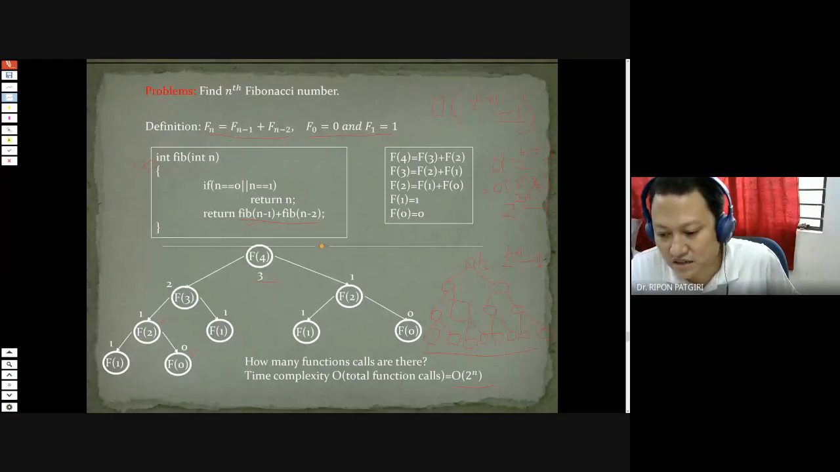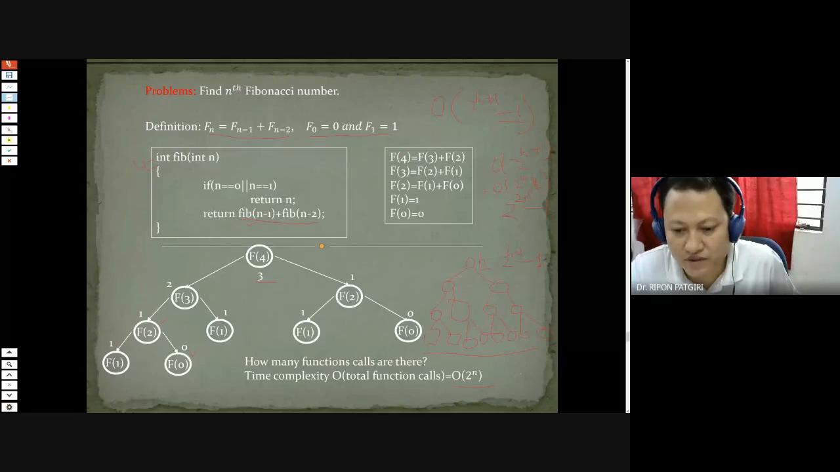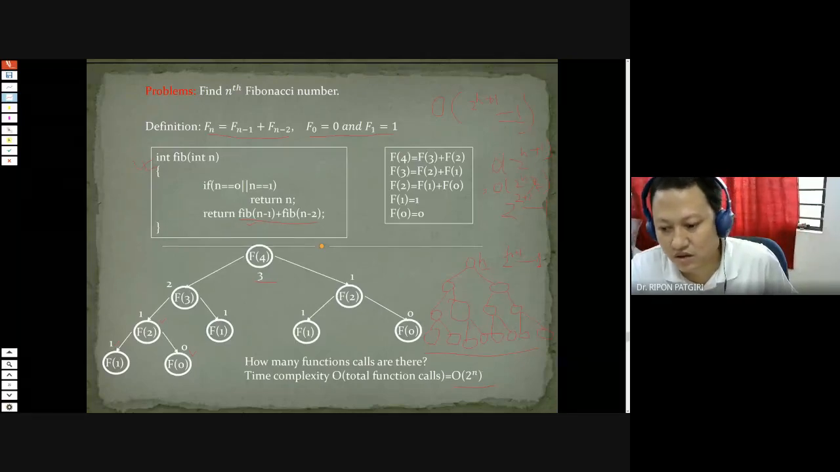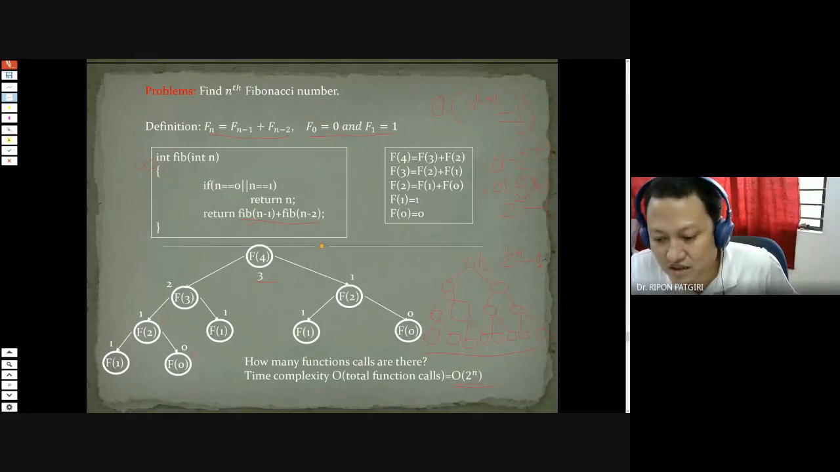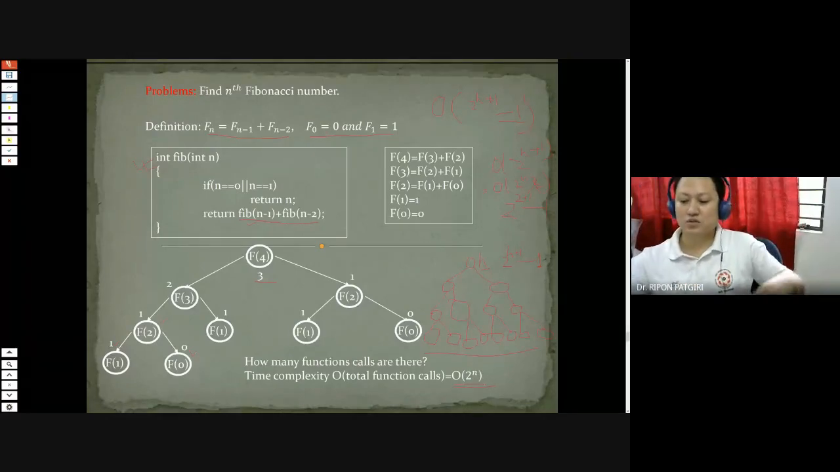If n is 6, how many function calls are there? 2 to the power 7 minus 1 function calls. A maximum of that many function calls is possible. That's why this time complexity is big O of 2 to the power n.